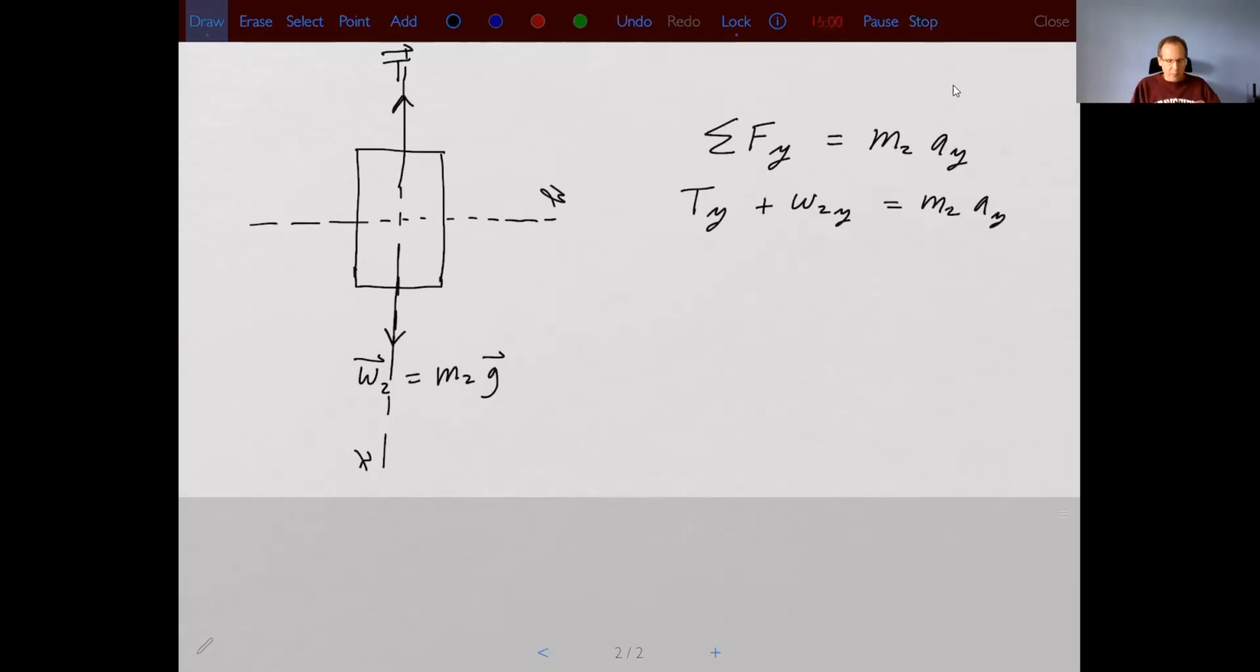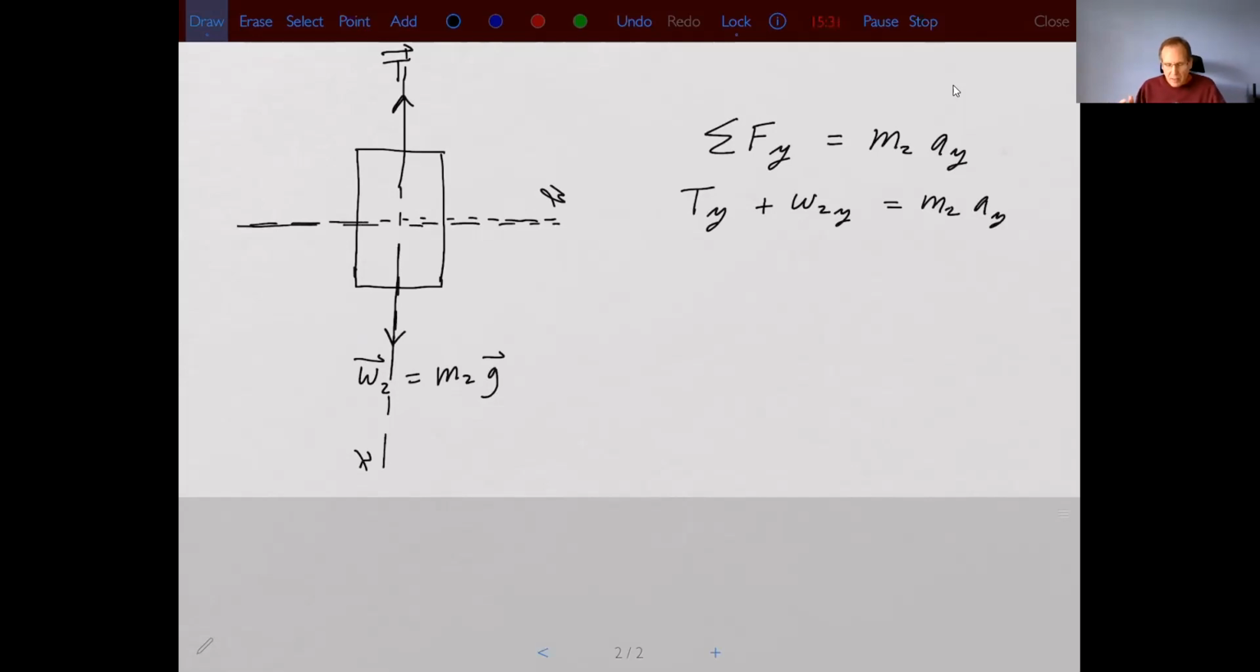Okay, now be careful. Remember, I made y going horizontal, and I'm free to choose y however I want. So in this case, y is along the horizontal. So how much of the tension and how much of the weight is in the y direction? Like, what is the y component of those vectors if y is defined to be this, which is going horizontal?